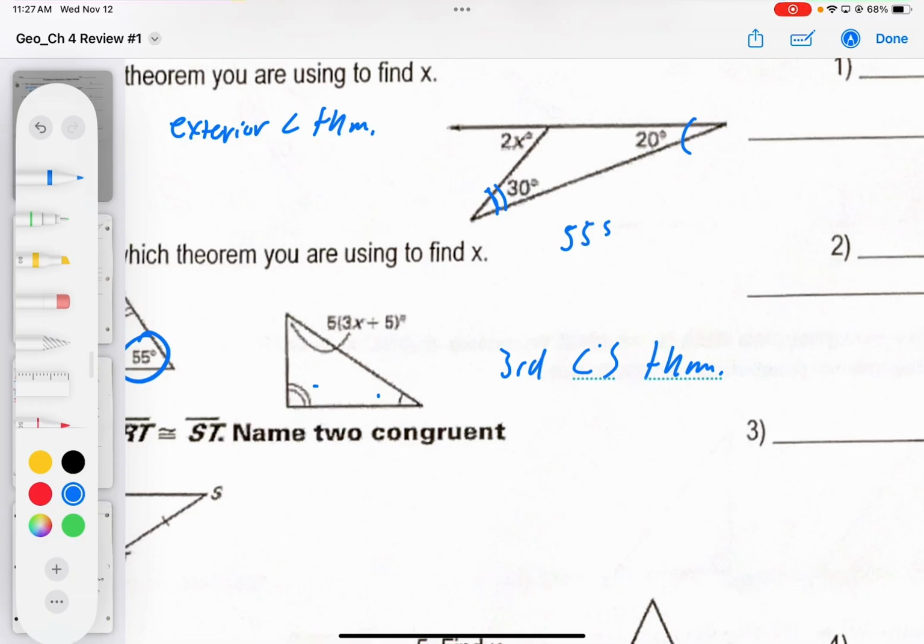So 55, and then you set that equal to 5 times 3x plus 5. And then what'd you do after that, Molly? And then I distributed the 5 and I got 15x plus 25 equals 55. Which gave you 30 equals 15x after you do that subtraction, which tells you that x equals 2. Good job, Molly.